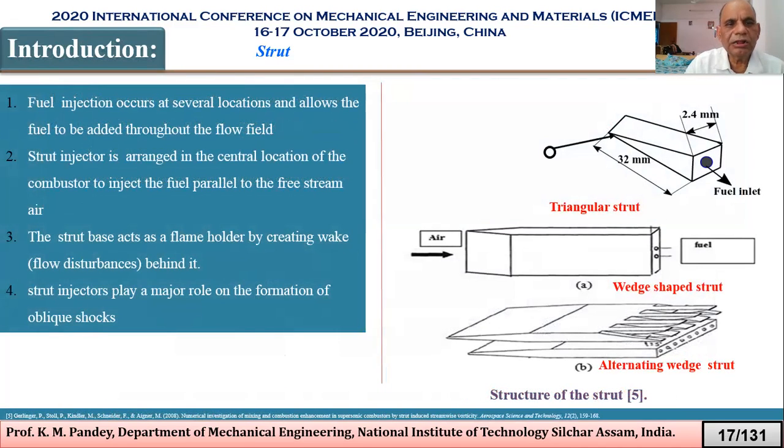So here we can see different types of strut. That is the triangular strut, we can see in the figure, then the wedge-shaped strut, and then the alternating wedge strut. Then the strut base acts as a flame holder by creating a wake behind it. And the strut injectors play a major role in the formation of oblique shocks. The strut injector is arranged in the central location of the combustor to inject the fuel flow parallel to the free stream air.